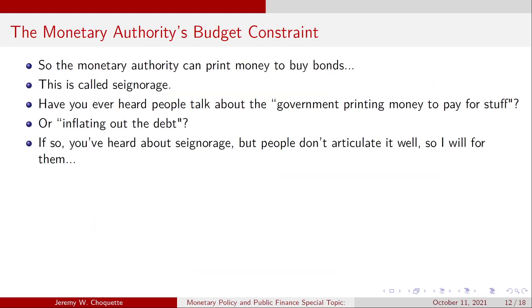So generally, when you hear people talk about inflating out the debt, they don't know what they're talking about. They don't articulate it very well, or they just have no idea what they're saying. And honestly, with some of them, either one is equally likely.